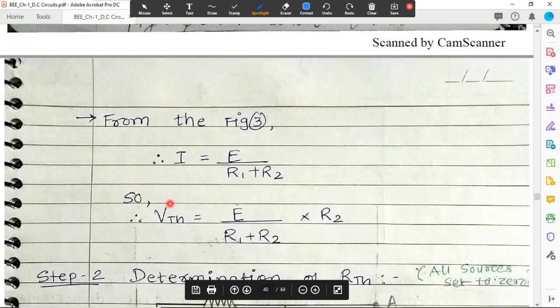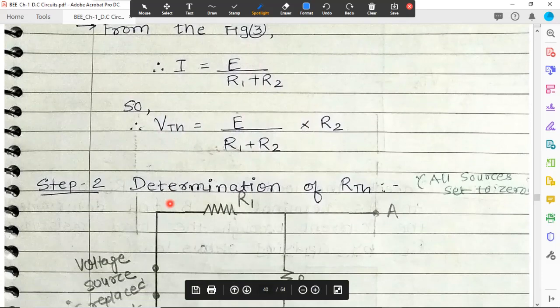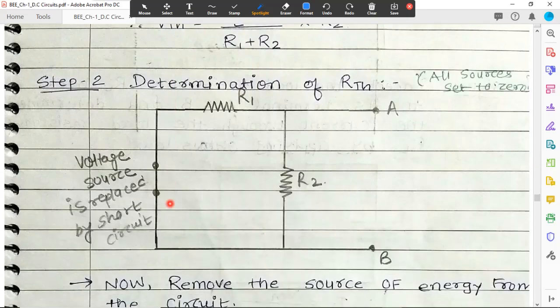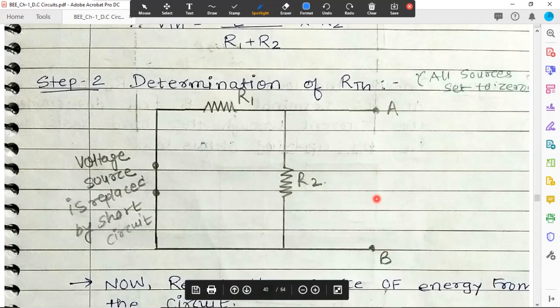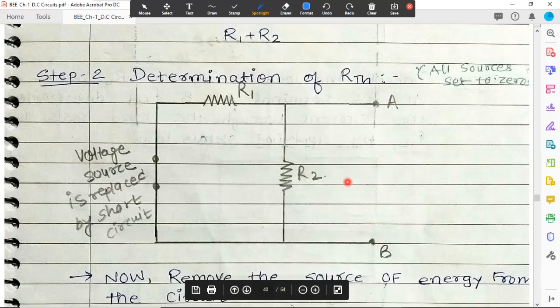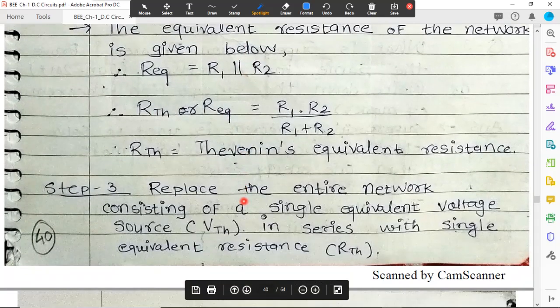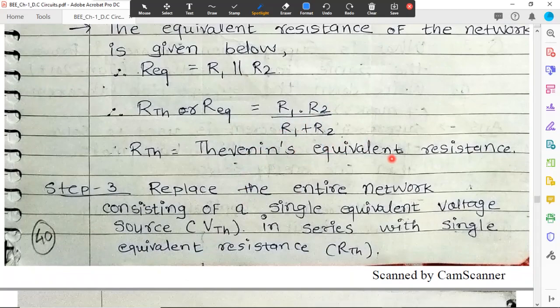Similarly, we can find the equivalent resistance, same as we have discussed in Norton's theorem. We have to short circuit that voltage source and measure the resistance between terminal A and B. So R equivalent equals R1 R2 upon R1 plus R2, because both the resistances are in parallel. So we have Thevenin's equivalent resistance RTH as R1 R2 upon R1 plus R2. This is Thevenin's equivalent resistance.